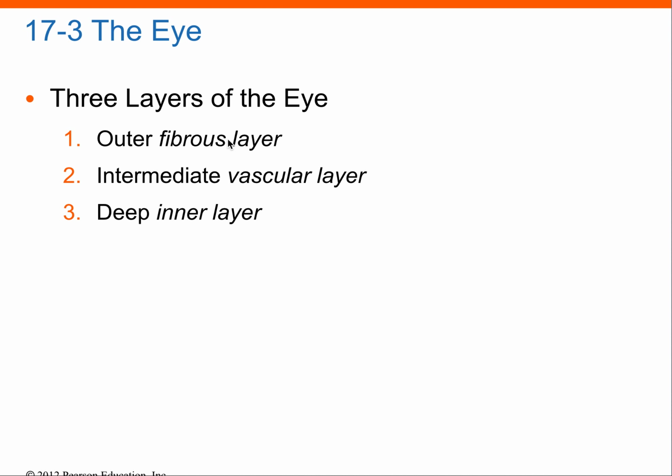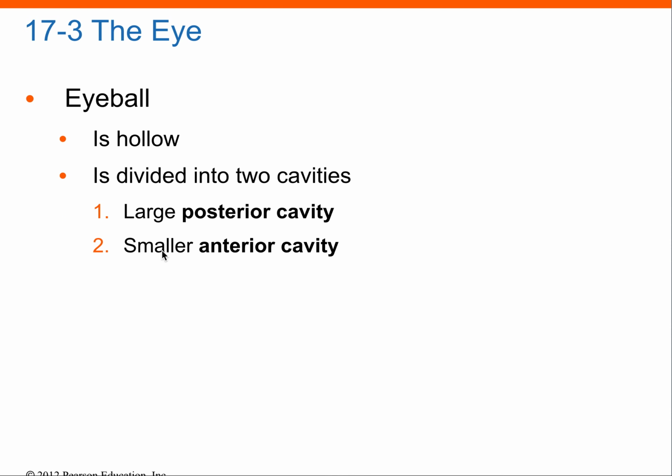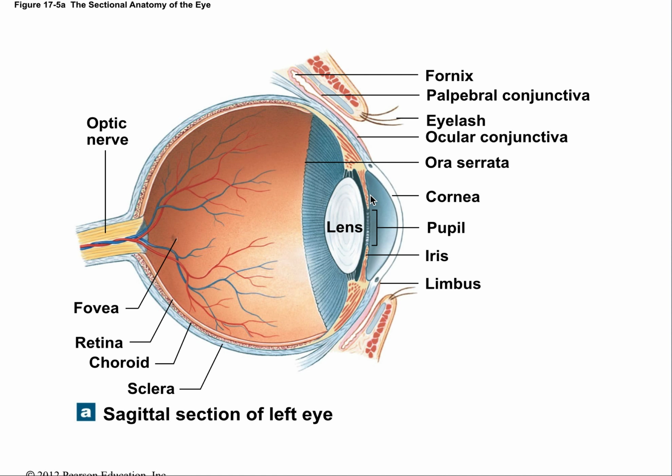Three layers of the eye. I'm not going to test too heavily in terms of this, but you are going to need to know the structures in general for the eye. Here we go. Light, crispy apples, very pricey. Light passes through the cornea. Crispy apples, right? So what is this? Aqueous humor. The pupil is the hole.